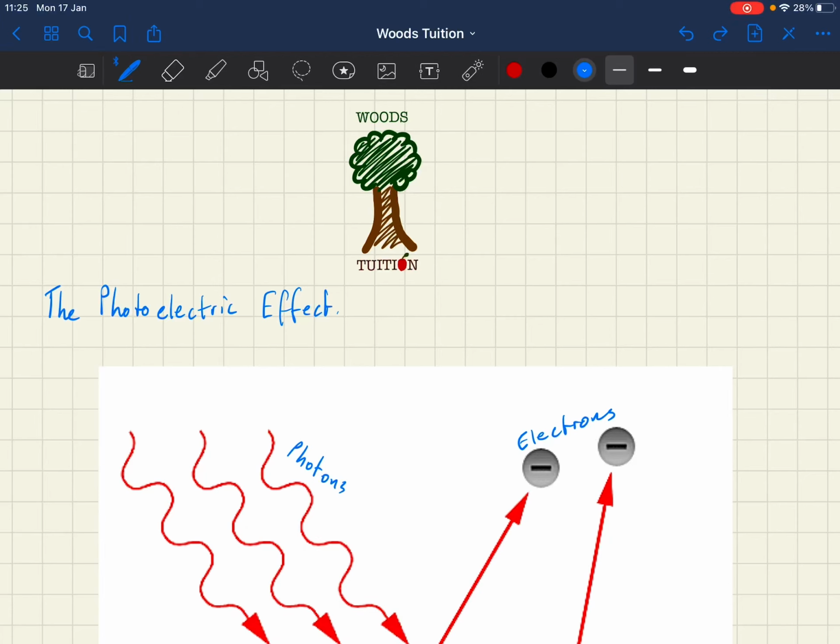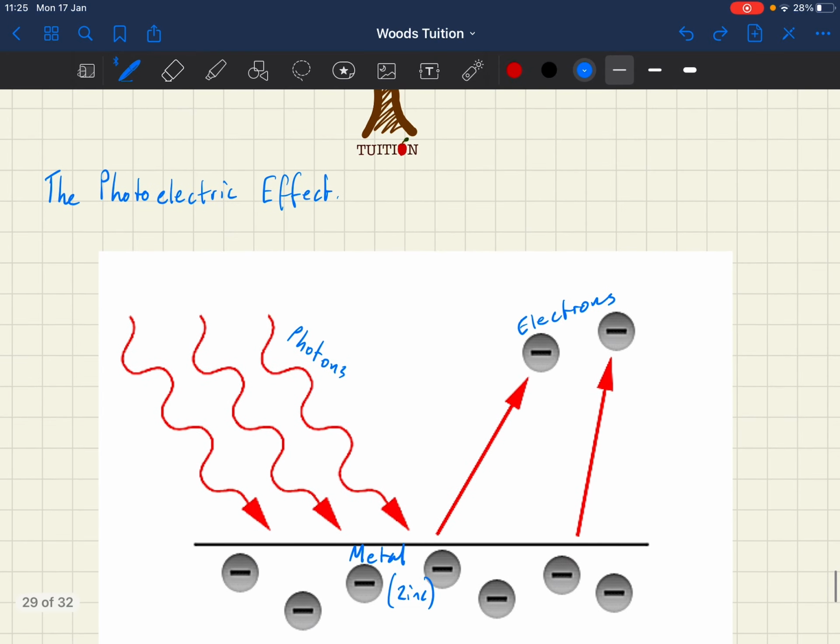Hello, today we're going to be talking about the photoelectric effect. So what is the photoelectric effect?